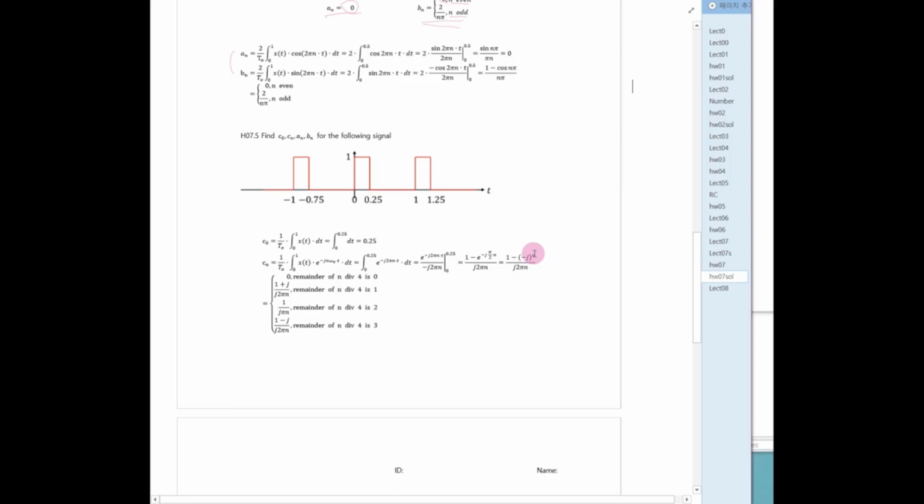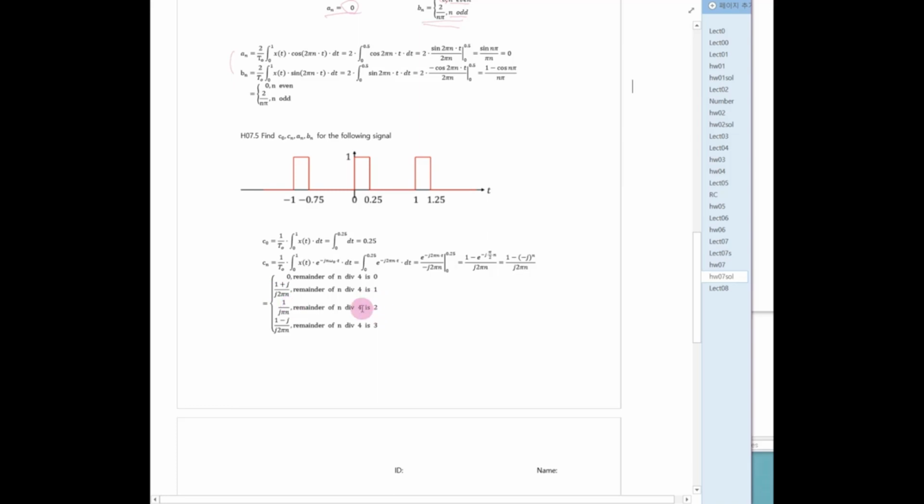We need to interpret n. n can be separated into 4 different cases. We need to consider n where the remainder of n divided by 4 is 0. In that case, it's 0. Taking n equals 4, 1 minus 1 goes to 0. In case the remainder of the division is 1, then we can try n equals 1. In that case, 1 plus j.